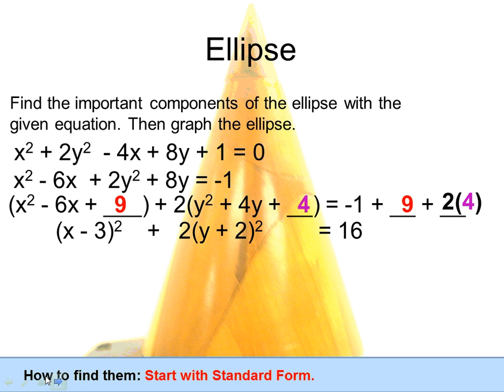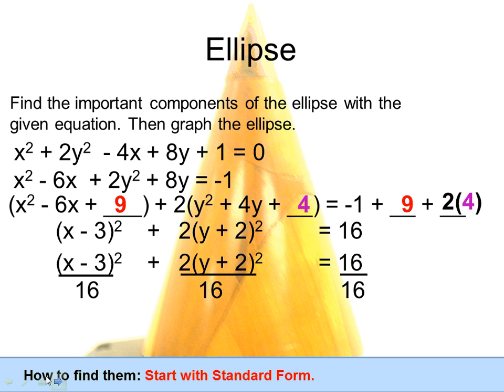So now I have x minus 3 quantity squared plus 2 times y plus 2 quantity squared equaling 16. Now, here's the difference between the circle and the ellipse. With the circle, I divided to get rid of the number in front of the x quantity squared and the y quantity squared. With the ellipse, I have to have the equation equal to 1. I have to divide by the 16. So if I divide everything by the 16, I end up with x minus 3 quantity squared over 16 plus y plus 2 quantity squared over 8 equals 1.